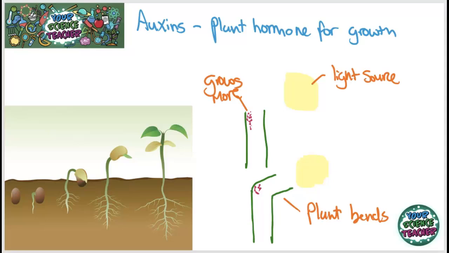Now, roots actually do the opposite as well. If you were to shine light at plant roots, it would grow away from the light, away from the stimulus, and that's obviously called negative phototropism. And all that happens is the auxins gather up furthest away from that light source.